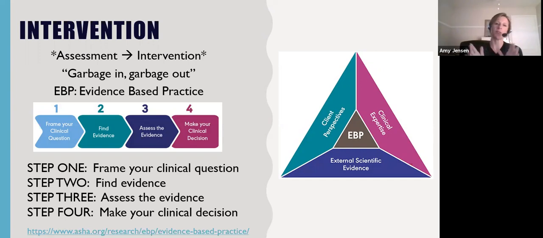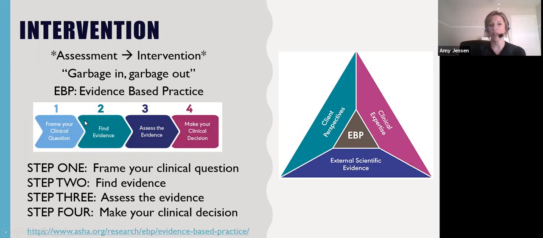Once you've done assessment, you've got a better picture of what's going on. That's when we implement our evidence-based practice. So that begins with framing our clinical question. So that will be looking at what is the particular issue or problem with the child and moving forward from there. So step one is frame that clinical question. What's going on? What are you trying to address?